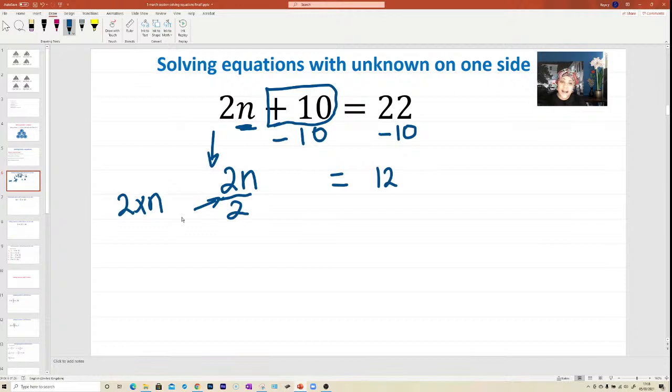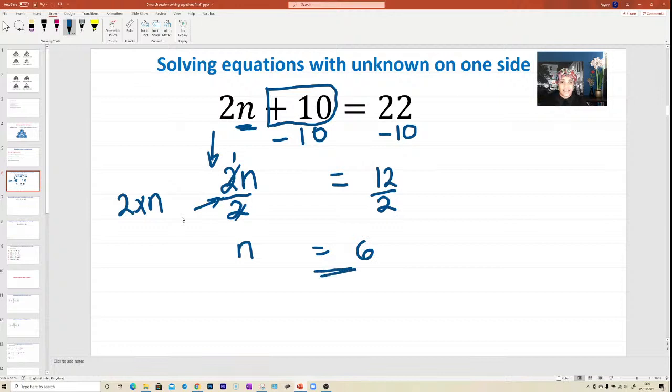Equation, you need to balance it. Okay, so divide by 2 on this side. So 2 divided by 2, that just gives you 1. Now you have 1n. We don't write 1n, guys. Writing 1n is not cool in math. So we just write n. And then equals to 12 divided by 2, which is 6. So n is equal to 6, guys.